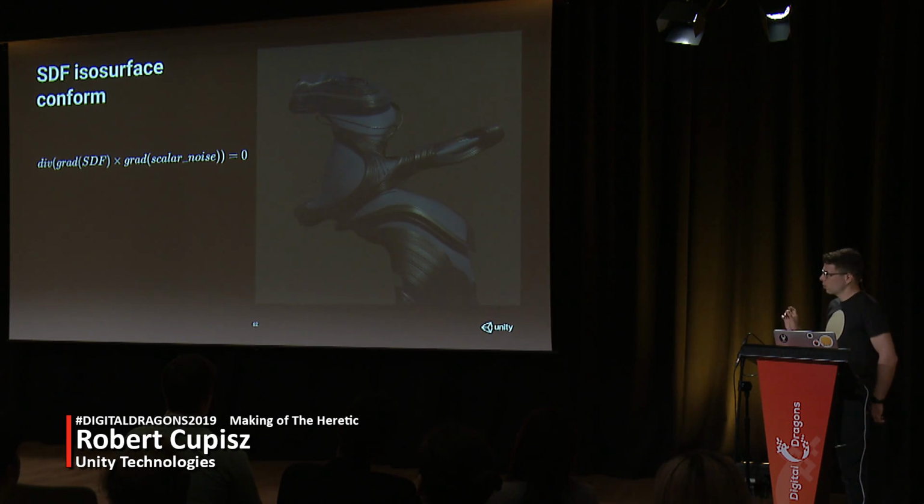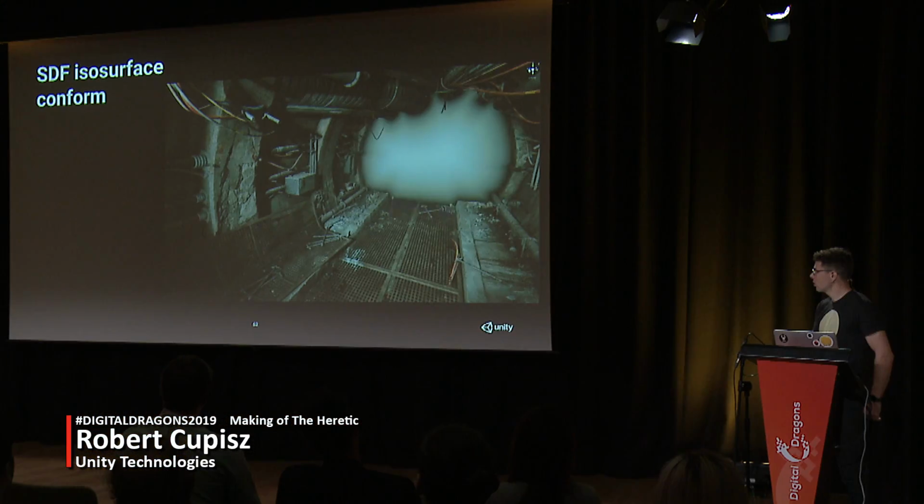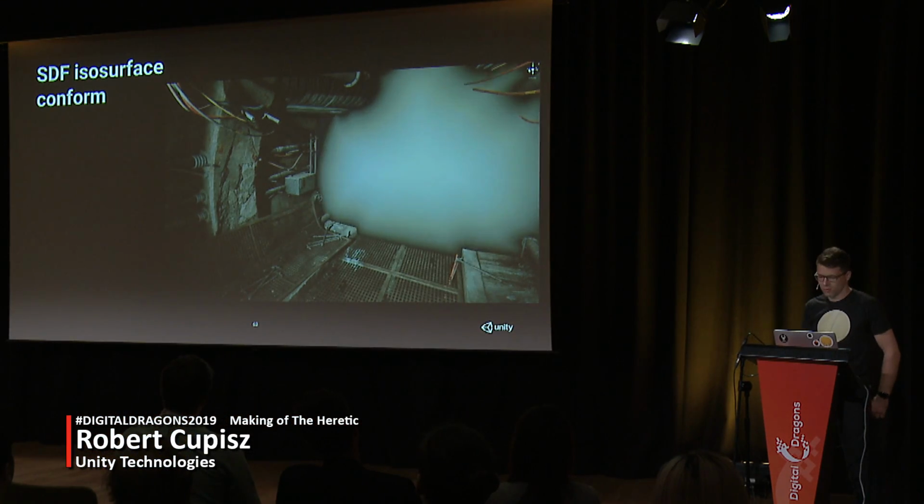We can also substitute one of the scalar noise fields with an SDF, a signed distance field. And that will result in a vector field that has this flow-like divergence-free behavior, but at the same time it follows the isosurfaces of your models and your geometry, which is exactly what we wanted. This is the SDF for the corridor.